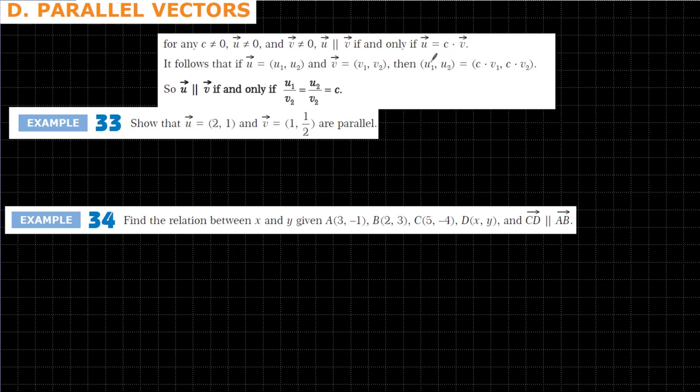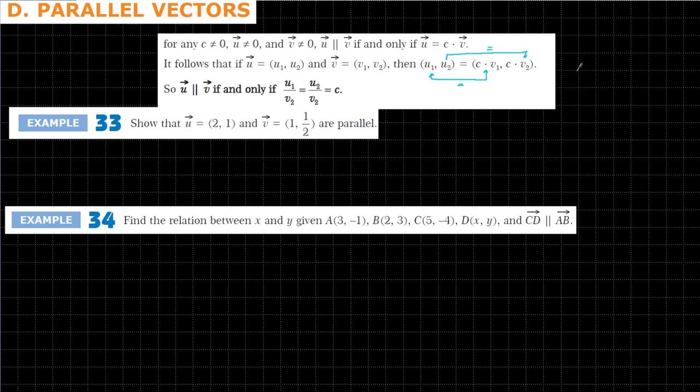And if you remember the equality of vectors, here u1, u2 are the components of u, and c times v should be equal to c times v1, comma, c times v2. So these two are going to be equal to each other from the equality of the vectors, and these two are also going to be equal to each other.